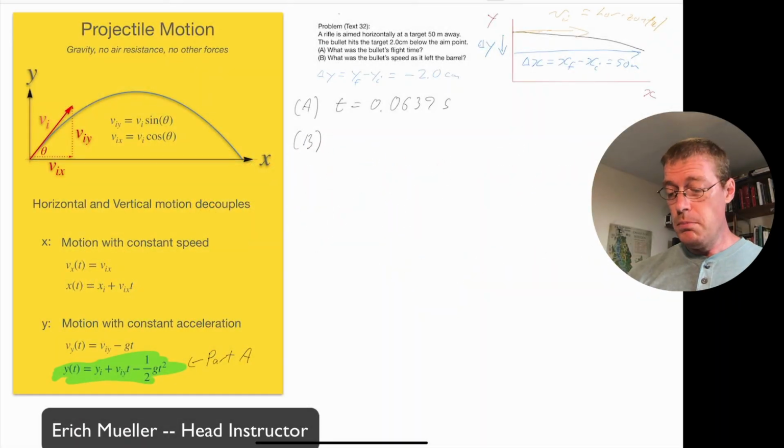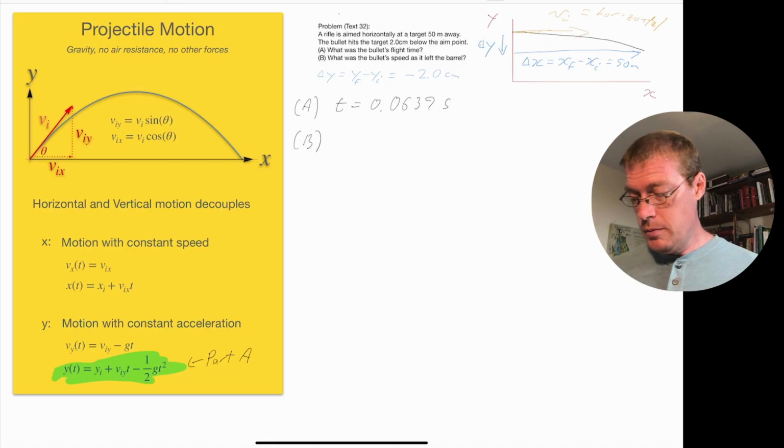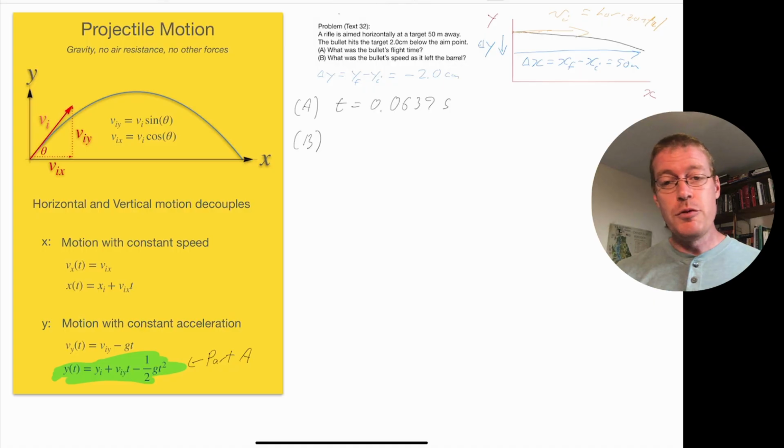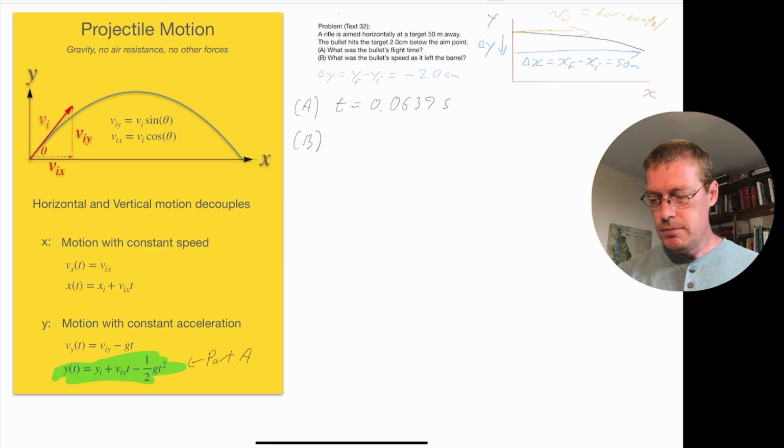I'm now going to do part B of this problem. So recall, the problem we're trying to solve is problem 32 from the textbook, which states a rifle is aimed horizontally at a target 50 meters away. The bullet hits the target 2 centimeters below the aim point. A, what was the bullet's flight time? And B, what was the bullet's speed as it left the barrel?